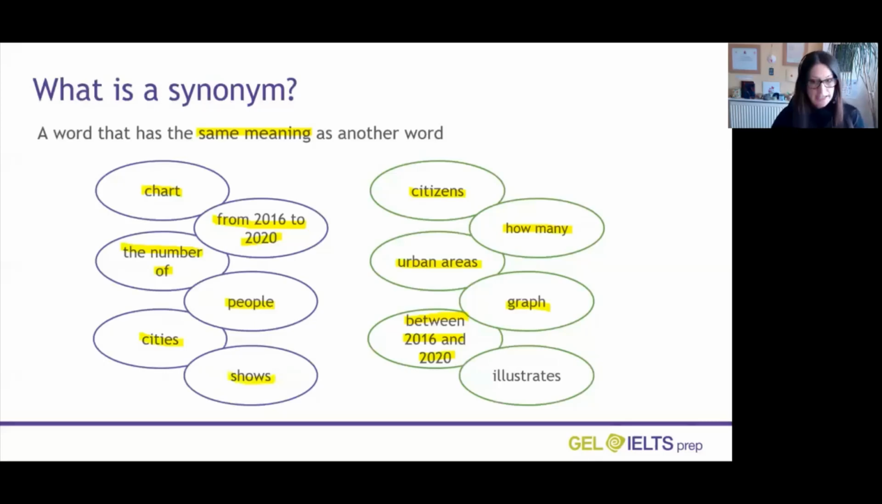Okay, this was a very easy one because we only have one option left, which is illustrates. Now, often when we get the graphic or the map in IELTS Academic Writing Task 1, it will say the graph shows, and we need to be able to use a different word in its place. So the graph shows or illustrates or provides information about. We can use all of those as synonyms. That's a really good thing to do.